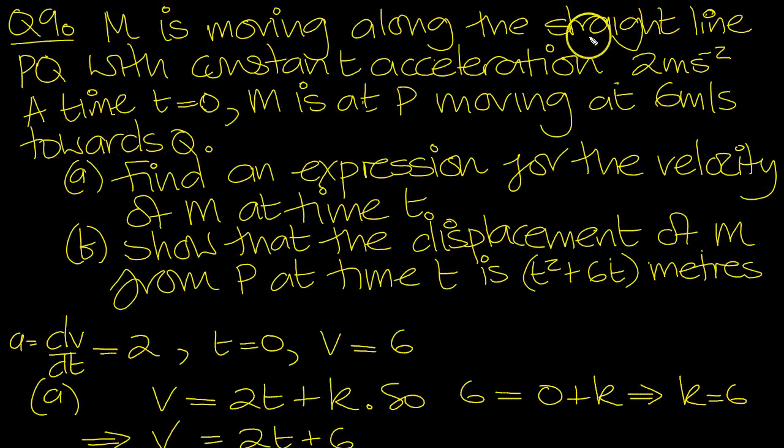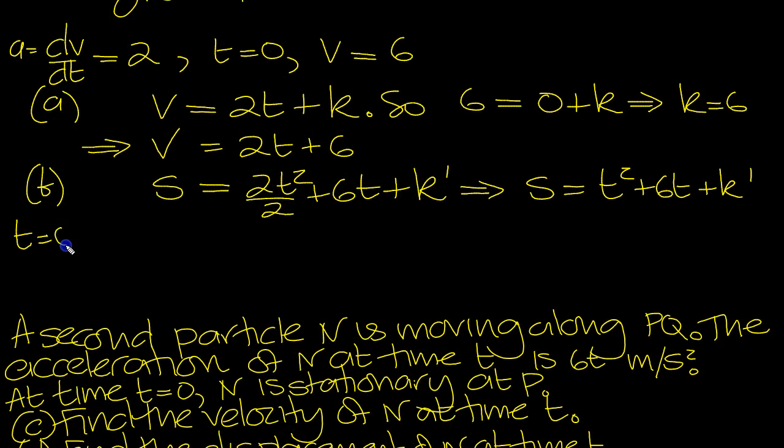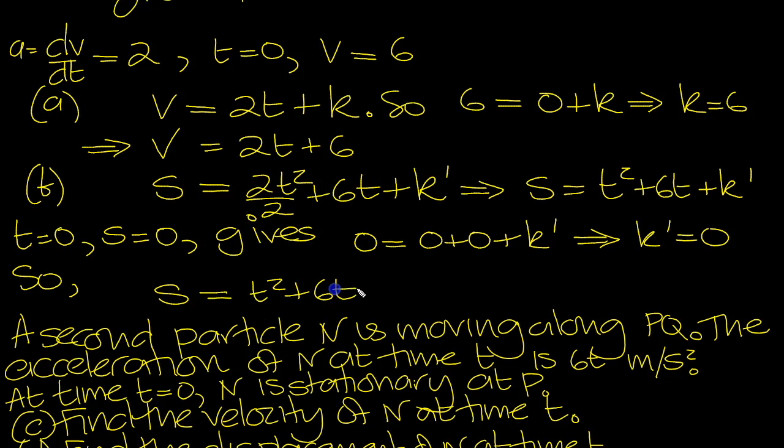Now, what does it say? At time t equals 0, m is at P. So there's no displacement at time t equals 0. So t equals 0, s equals 0 gives 0 equals 0 plus 0 plus k dashed. So k dashed is equal to 0. So the displacement s is equal to t squared plus 6t, which is what we wanted to show.